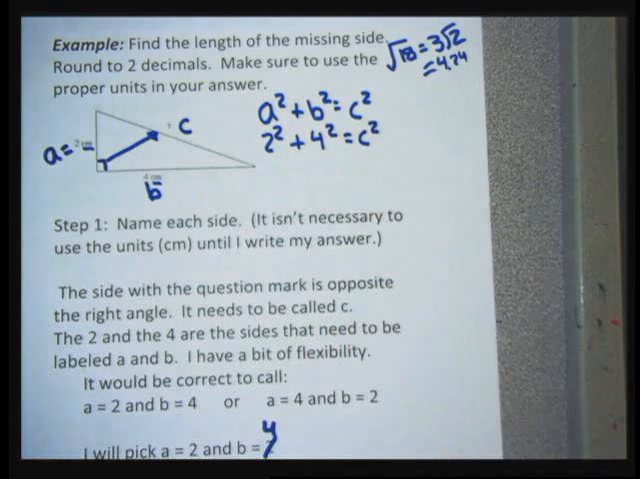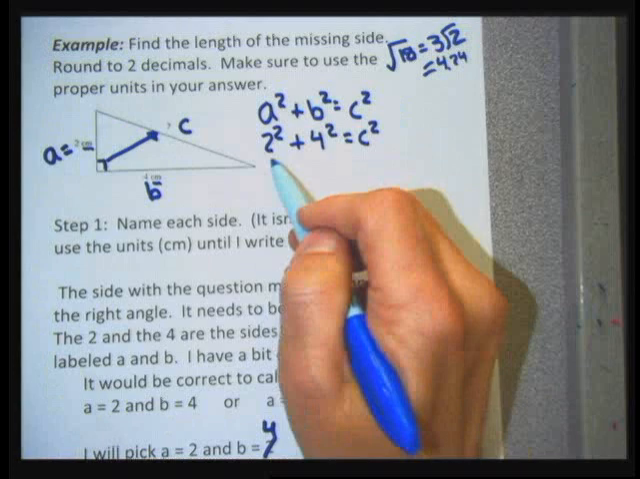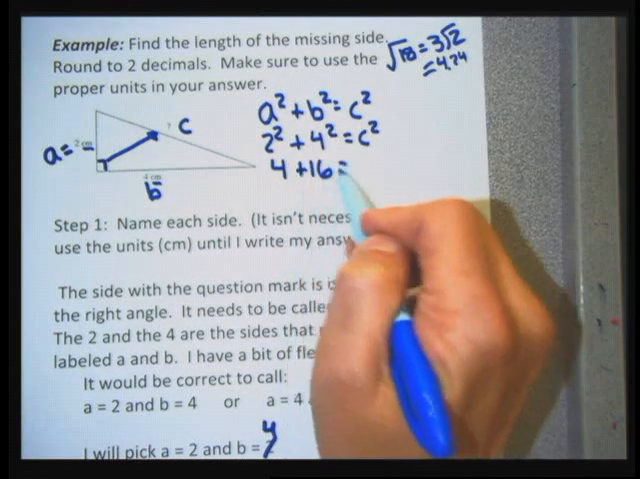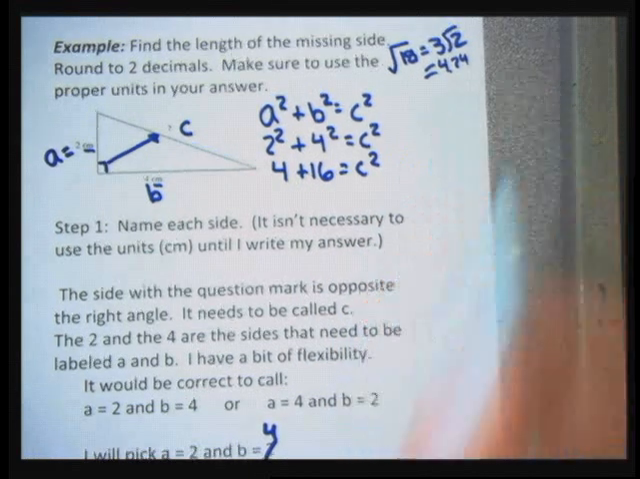On the left-hand side, orders of operations require me to do exponents first. 2 squared is 4. 4 squared is 16. So I get 4 plus 16 equals C squared.